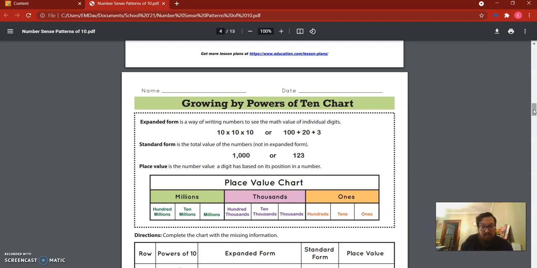Just a couple more things I'd like to discuss, and then I will let you begin work on your worksheets. Can anybody explain to me what standard form is? Yeah, that's right. Standard form is the regular way a number looks. It's the standard form of the number. So if you look at your growing by powers of 10 chart up here on the board, standard form, we have 1,000, just the number 1,000. That's exactly what it is in standard form.